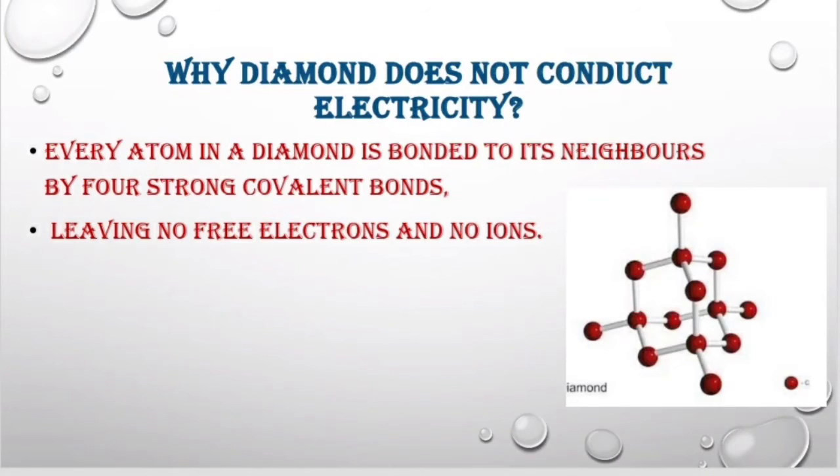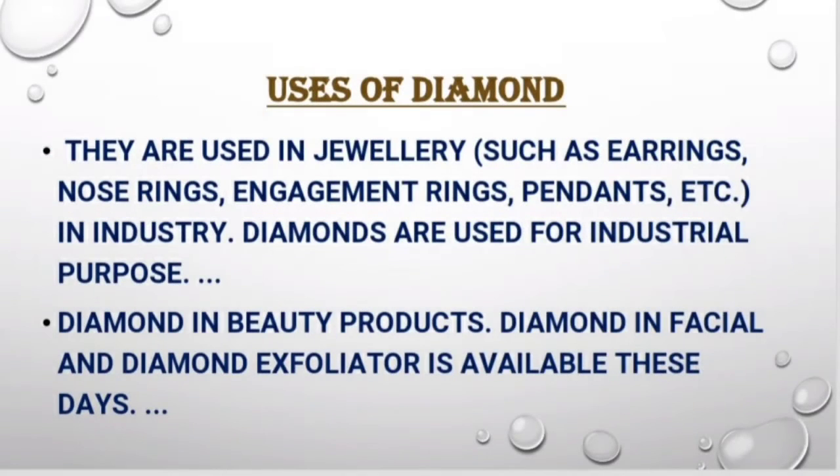Let's see the uses of diamond. Diamonds are used in jewelry. We know that it's used as earrings, nose rings, etc. Diamond is used for making glass cutters and also strong drills. That is, diamonds are used for industrial purpose. Nowadays, diamonds are used in making beauty products.